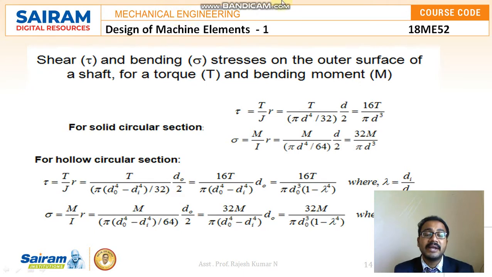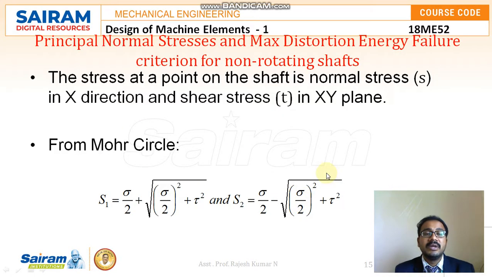So indirectly we can remember that for the normal stress it is 32, and for the shear it is 16. Next, the principal normal stresses and maximum distortion energy failure criterion for non-rotating shafts, where the stress at a point on the shaft is a normal stress in the x direction and a shear stress in the xy plane. From the Mohr circle relation, S1 is equal to sigma by 2 plus square root of (sigma by 2) whole square plus tau square, and S2 is equal to sigma by 2 minus square root of (sigma by 2) whole square plus tau square.